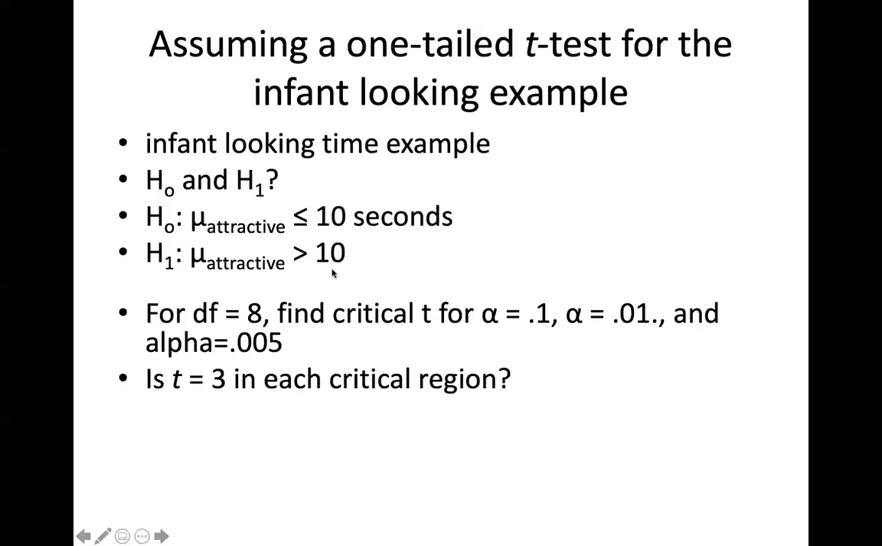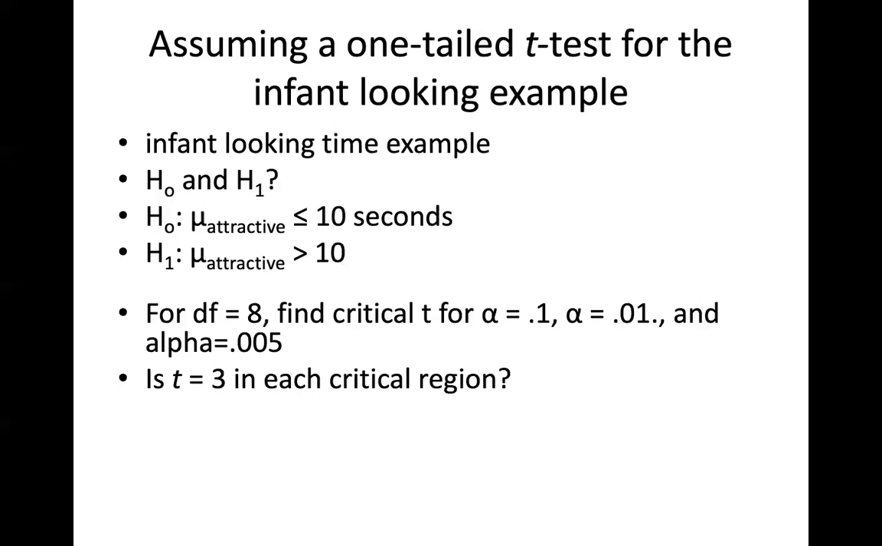And that tail right here is mu attractive is greater than 10. We only have the one side of the distribution here. So that's how you can tell that it's a one-tailed test, because we only see one inequality here. It's only one side of the distribution right there.